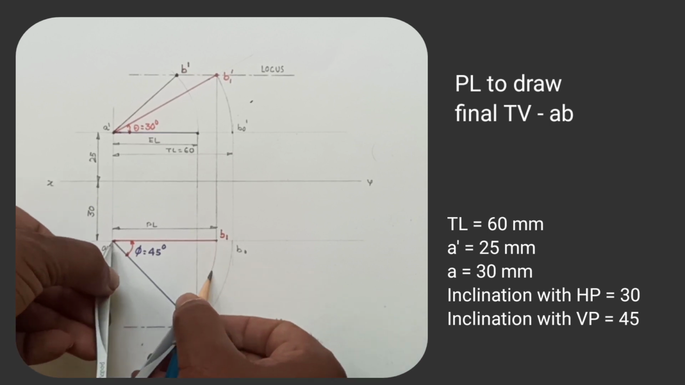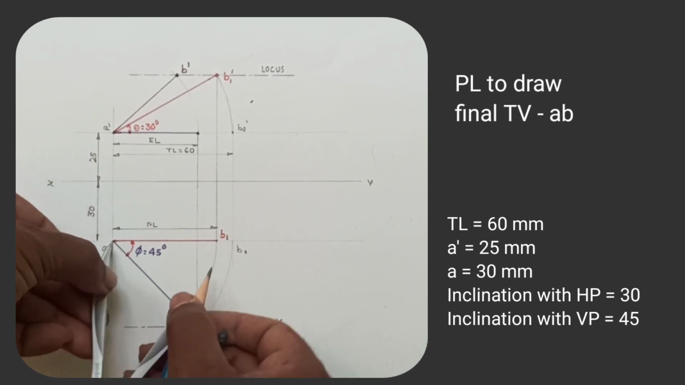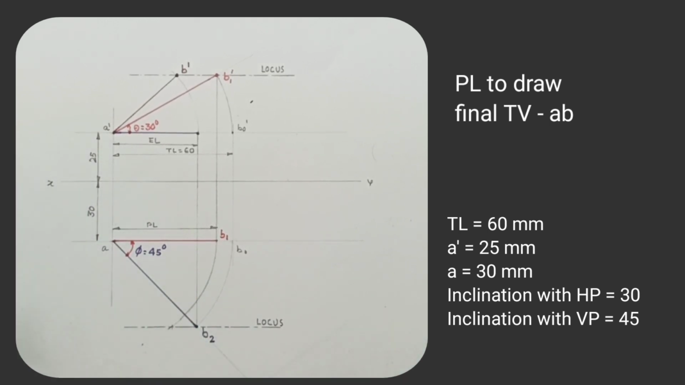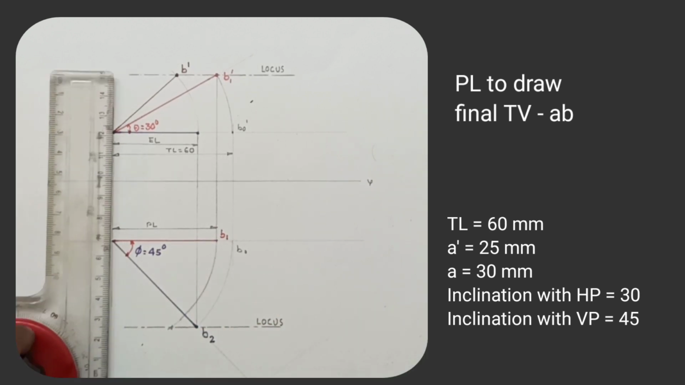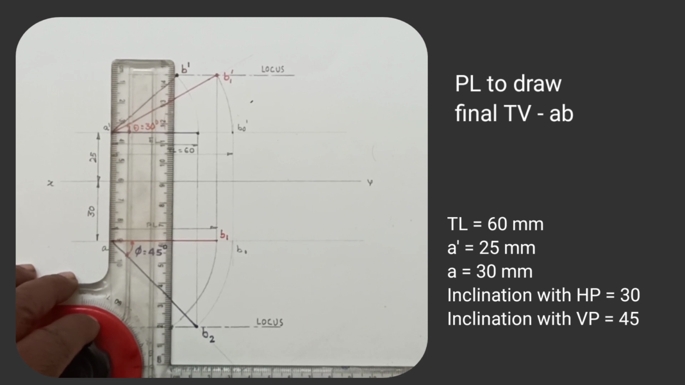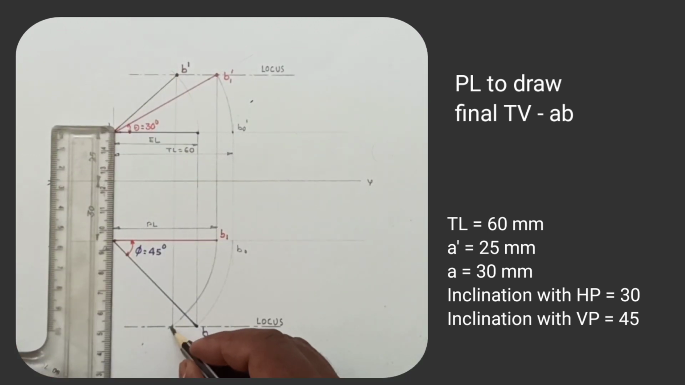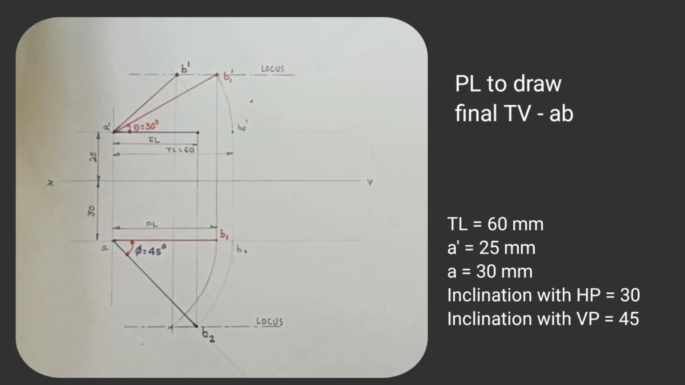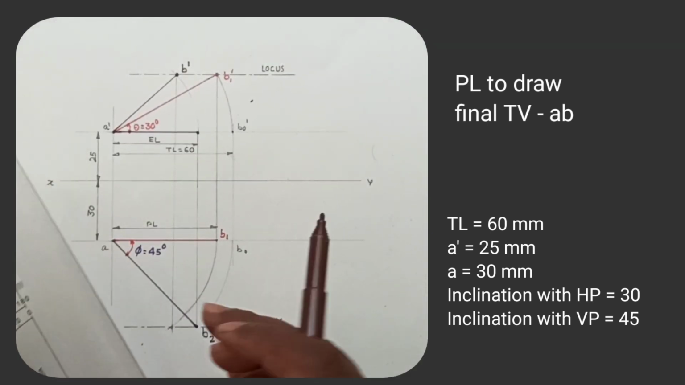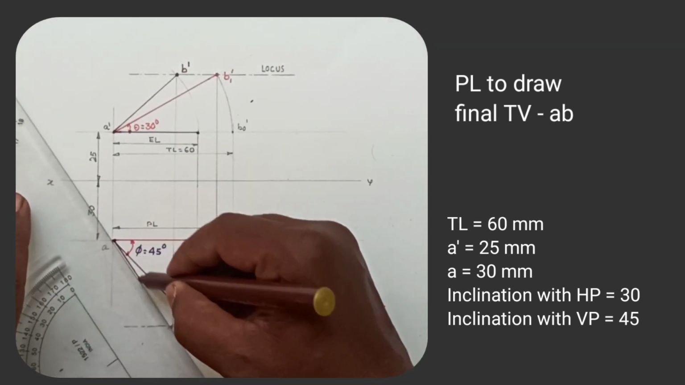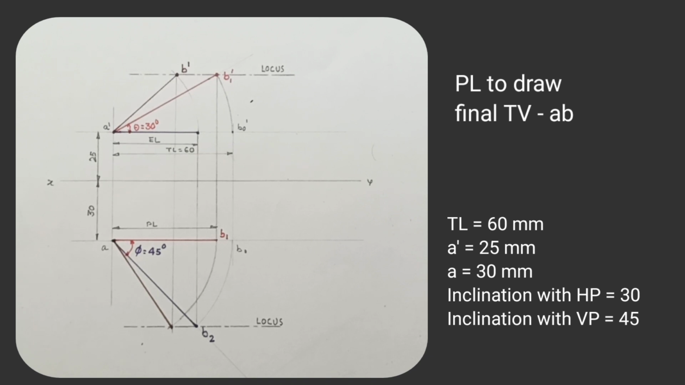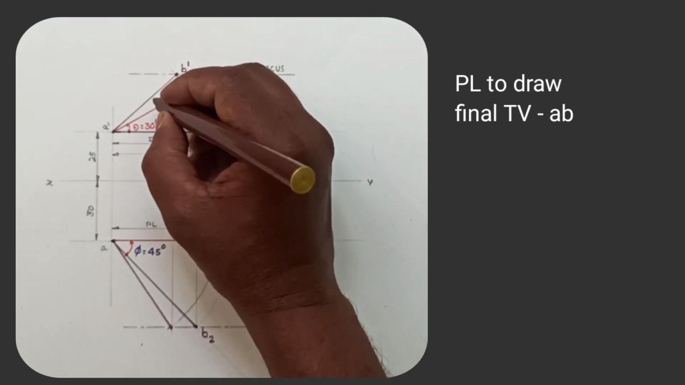Now to draw the top view, take the help of the plan line, shift this distance along the locus line in top view. If your solution is correct, then B dash and this point B will lie along a vertical projection line.